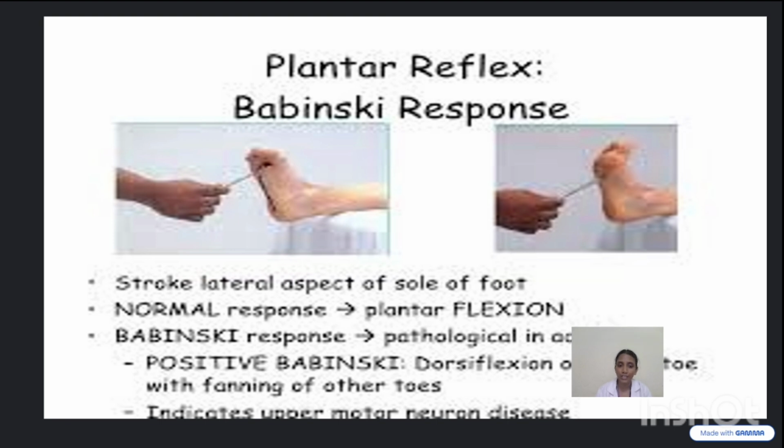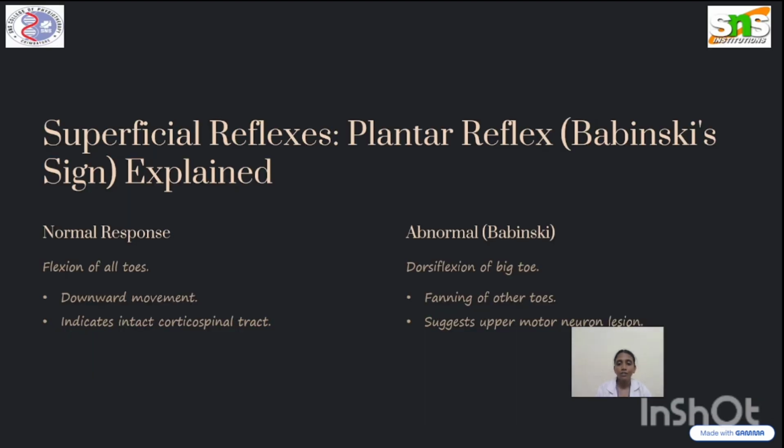Next, if the patient is abnormal, or if there is any pathological condition present in the patient, the Babinski response will occur, which is a positive Babinski sign. That will depict dorsiflexion of only the great toe and fanning of the other toes. So the dorsiflexion of the big toe and fanning of the other toes suggests an upper motor neuron lesion. We can come to a conclusion that if a Babinski sign is positive, it suggests an upper motor neuron lesion is present.